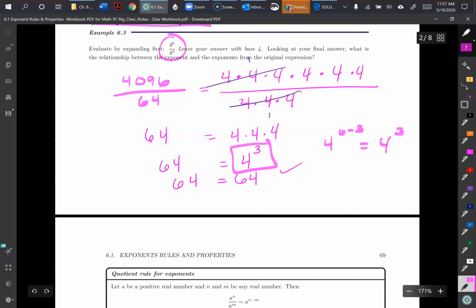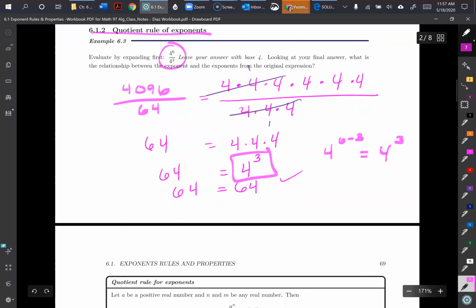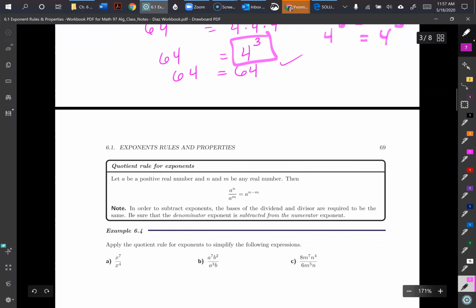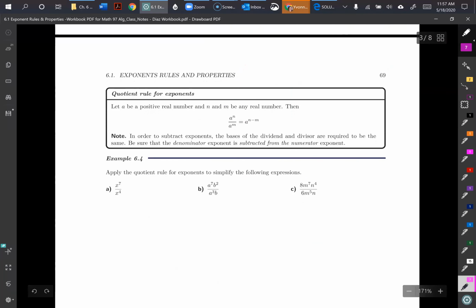So the thing that people need to be careful of with the quotient rule is their negative powers. So when you're subtracting and you have a negative exponent in a denominator, it gets tricky. For Math 95, we're not going to worry about that. But for Math 97, you guys have to really pay attention.